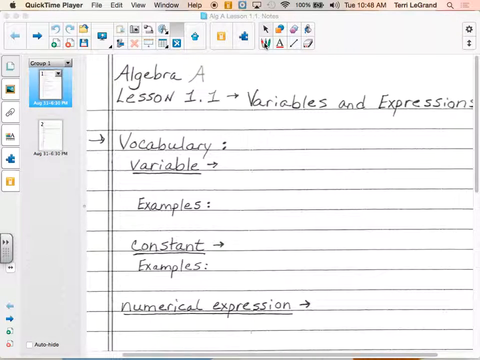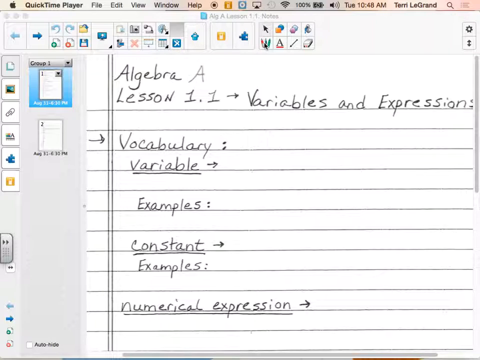Variables and expressions. One of the most important things in any lesson is you can't understand it until you understand the vocabulary. What do those words mean that we're working with? So the first vocabulary word we're going to talk about is variable. Okay, what is a variable? In mathematics, what's a variable?